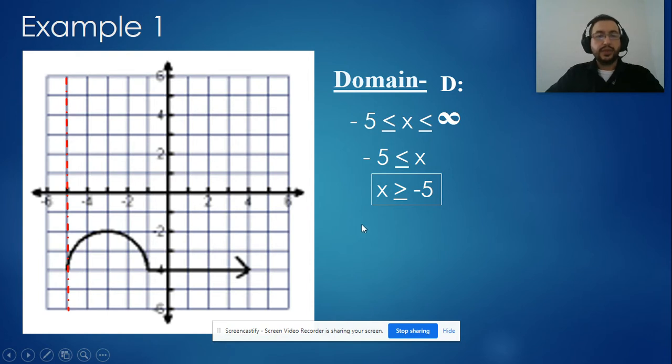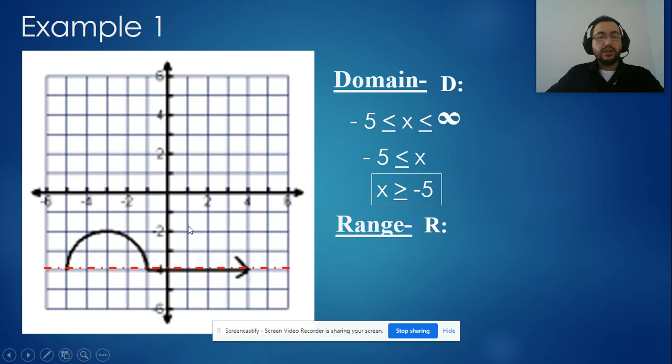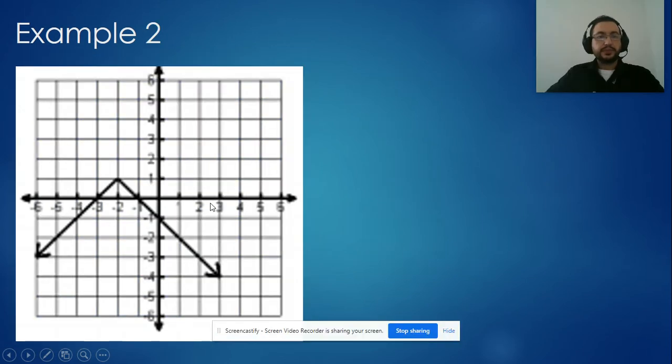Let's see the range. We had the same graph. Let's find the range, which is the y values. What is the farthest I can go at the bottom? -4. What is the farthest I can go on the top? It will be -2. So my range will be from -4 to -2. Even though it's not closed, it is on the line, so it will be inclusive. So it will be -4 less or equal to y less or equal to -2, and that will be your range.